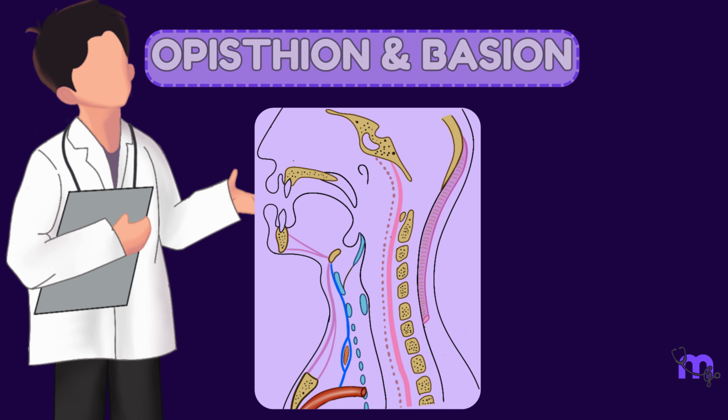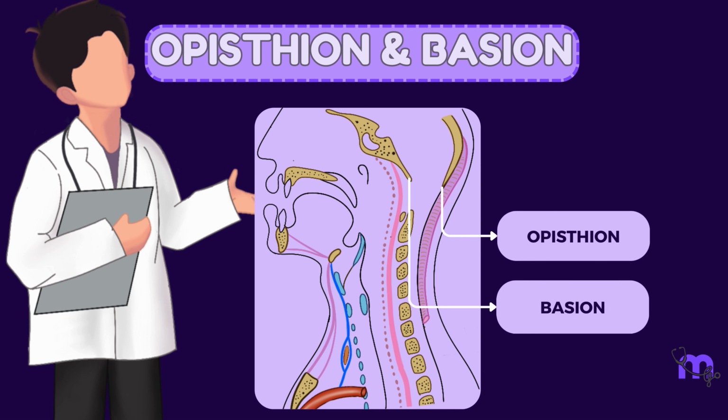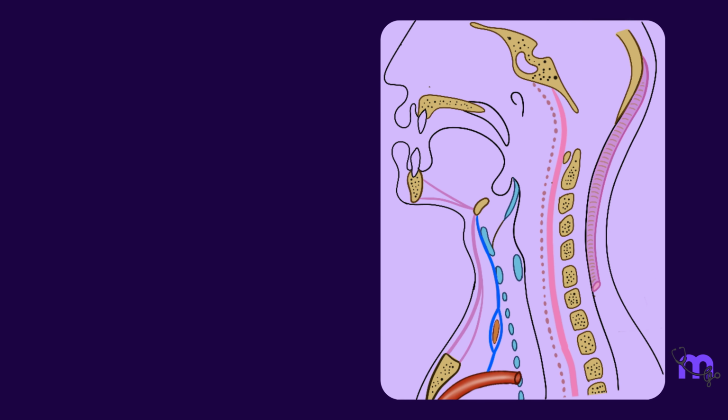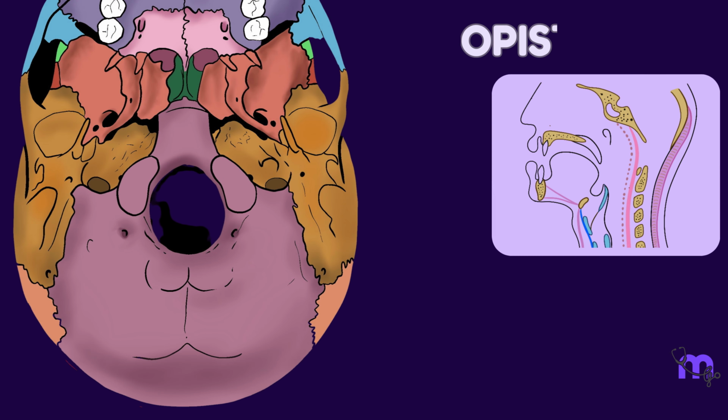Let's talk about the Opisthion and the Basion. In essence, the Basion and Opisthion are like strategic markers that guide the interactions between the brain and the spinal column, playing pivotal roles in maintaining stability, balance, and coordination throughout the body.